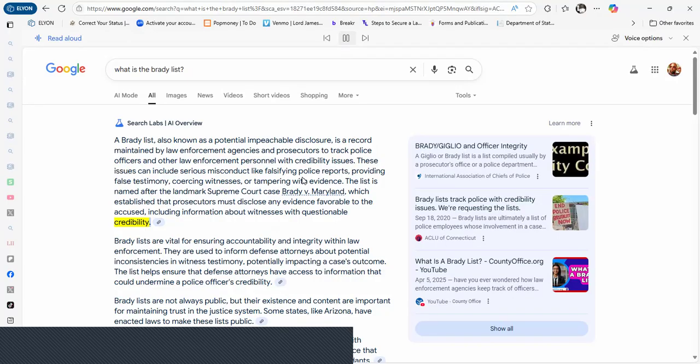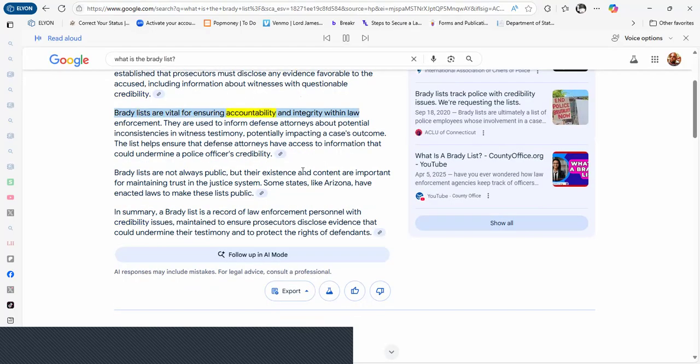Let's Credibility. there you go. Brady lists are vital for ensuring accountability and integrity within law enforcement. They are used to inform defense attorneys about potential inconsistencies in witness testimony, potentially impacting a case's outcome. The list helps ensure that defense attorneys have access to information that could undermine a police officer's credibility. Brady lists are not always public, but their existence and content are important for maintaining trust in the justice system. Some states, like Arizona, have enacted laws to make these lists public.